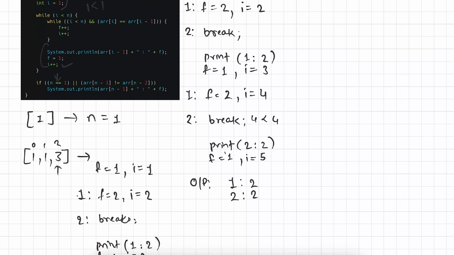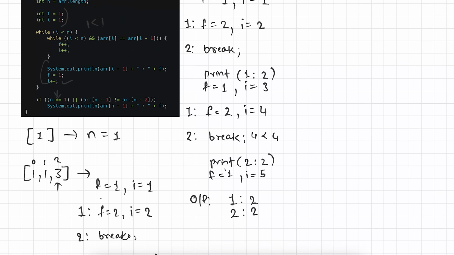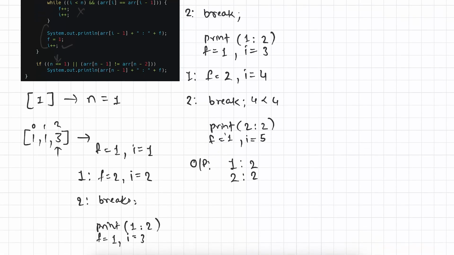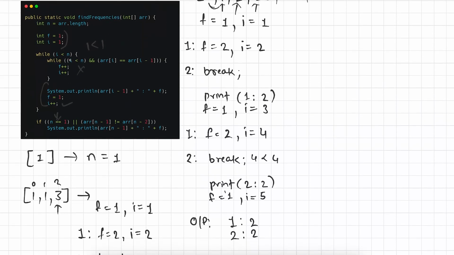Our while loop runs. In the first iteration it checks if 1 is less than n, and the previous element is also the same, so it increments the frequency by 1 and i by 1. So now our i becomes 2, okay. In the next iteration it checks if the second element is the same or not. This time it is not the same, so this loop is going to break and it simply prints the frequency of the previous element, 1 colon 2, and we reset the frequency to 1 and i to 3. Now i becomes 3, but 3 is not a valid index, okay. So our outer loop is going to break this time.